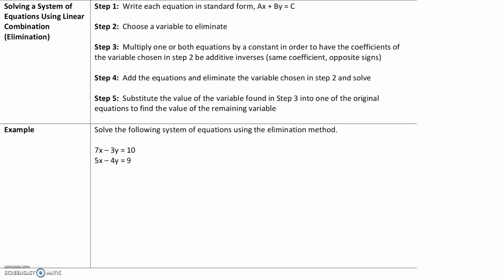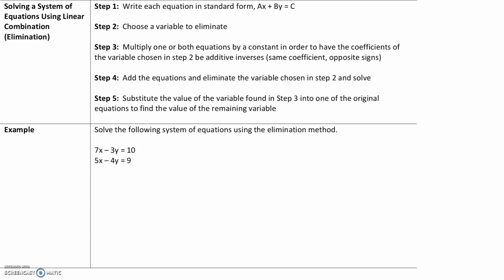The next method of solving a system of equations is using linear combination, which is also called elimination. So step 1, write each equation in standard form, ax plus by equals c. So all the variables have to be on one side, and the constant has to be on the other side. Step 2, choose a variable to eliminate. Now you can choose any variable. Sometimes one variable is easier than the other, but it doesn't matter which variable you eliminate. So step 1 is done because in both these equations, the x's and y's are on the left side and the constants are on the right side. Step 2, we have to choose a variable to eliminate.